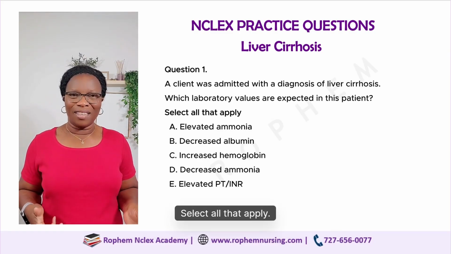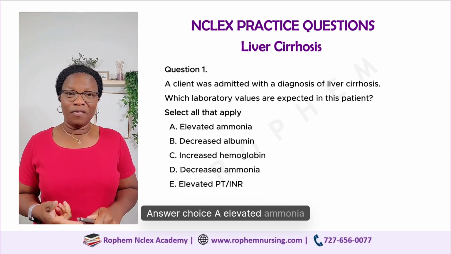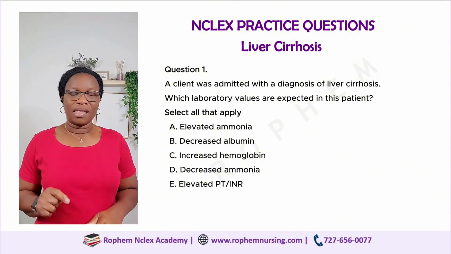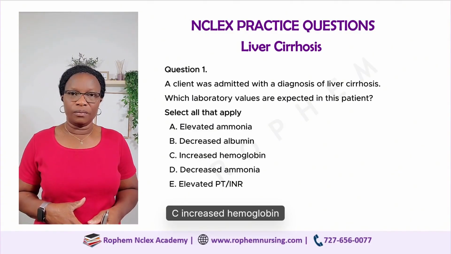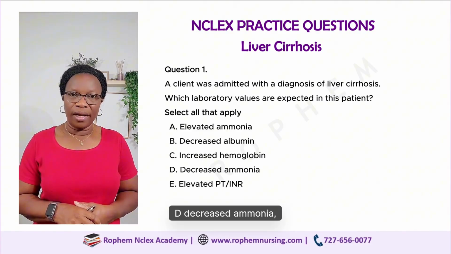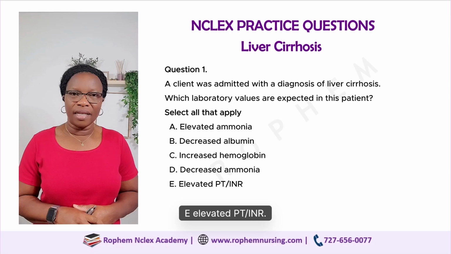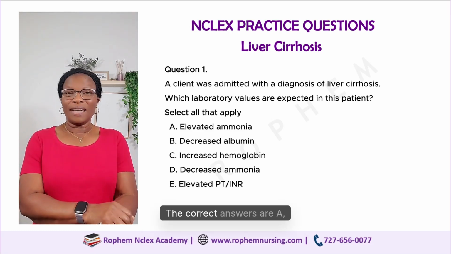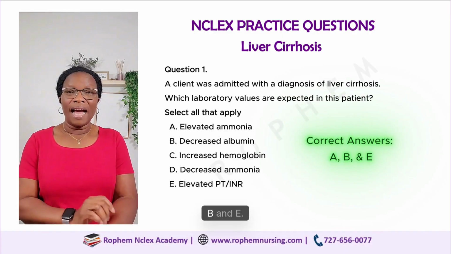Select all that apply. Answer choice A, elevated ammonia. B, decreased albumin. C, increased hemoglobin. D, decreased ammonia. E, elevated PT-INR. Which of them are your choices? The correct answers are A, B, and E.